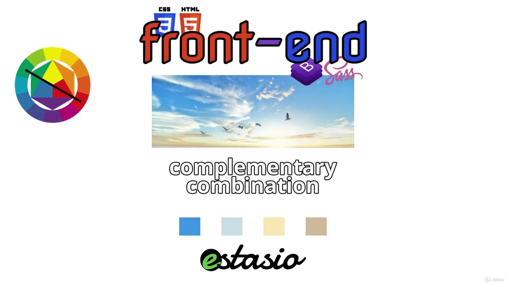Third case, we've got the complementary combination, therefore a palette composed of colors which sit opposite of each other on the color circle. This type of palette is recommended when you want to use different hues or different shades of two opposite colors, so as to generate harmony, causing no eye strain and therefore resulting pleasant to look at.